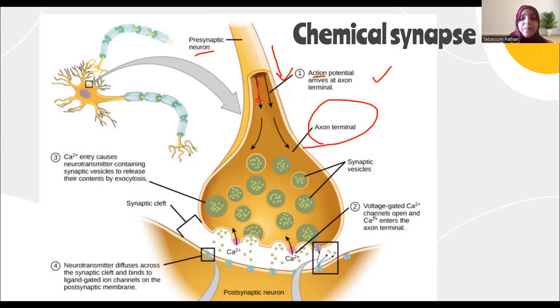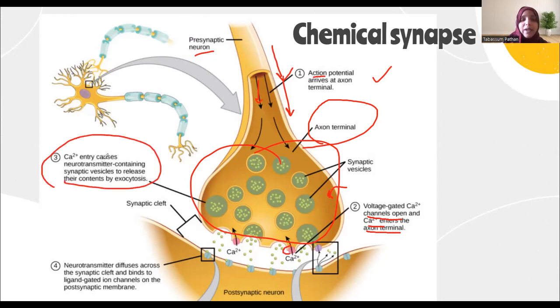Now as soon as the signal is received, what will happen? Calcium ions will enter over here, and they will open the channels. Voltage gated calcium channels will open, and calcium enters the axon terminal. So here you will see calcium ions. As soon as the action potential comes, calcium ions will come in and they will open the gate. As soon as the gate is open, calcium entry causes these neurotransmitter-containing vesicles to release their contents by exocytosis.